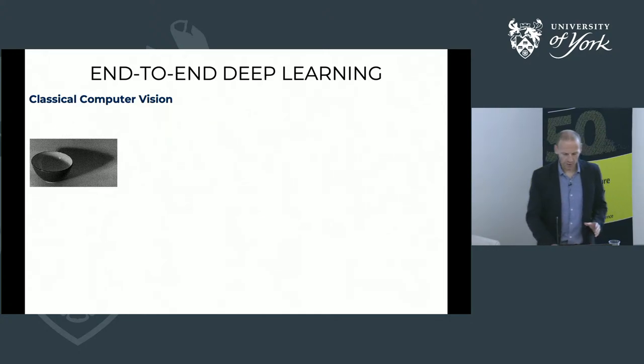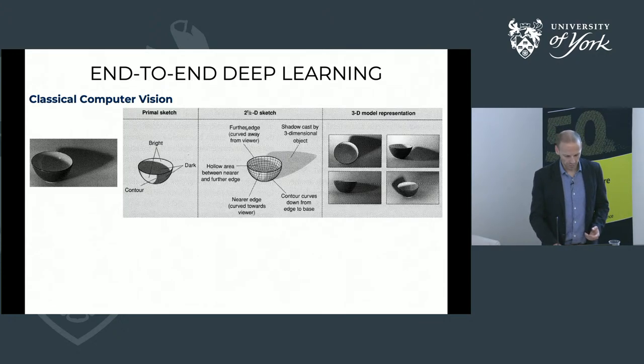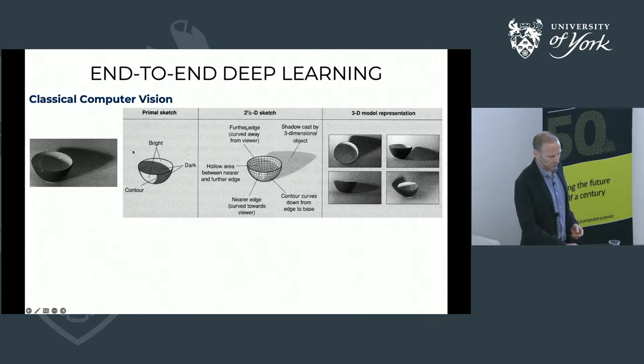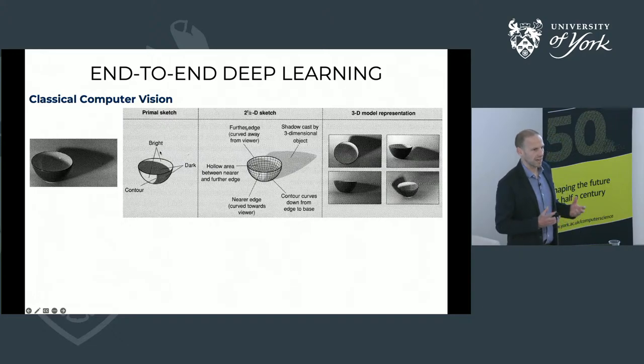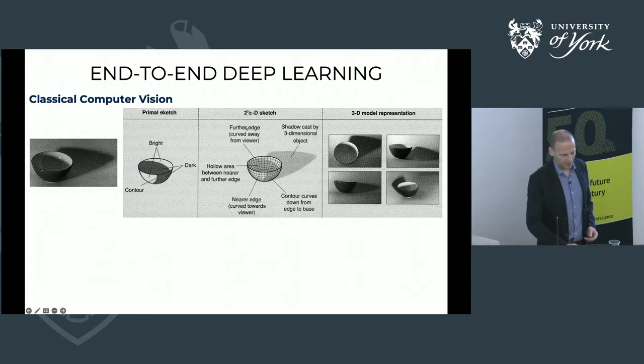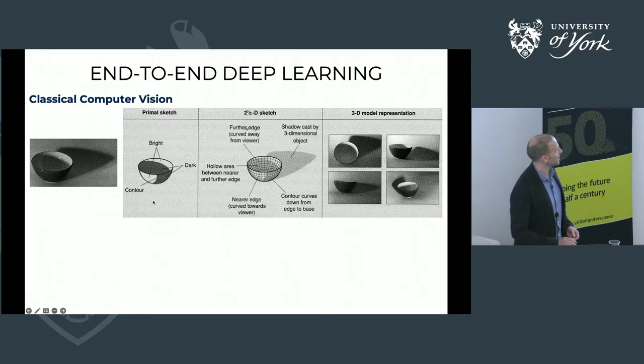And the early pioneers came up with a model of how they thought this task was solved. They thought it went through a series of stages of increasing abstraction away from the image. And they grouped these into three phases. So the first is the primal sketch.